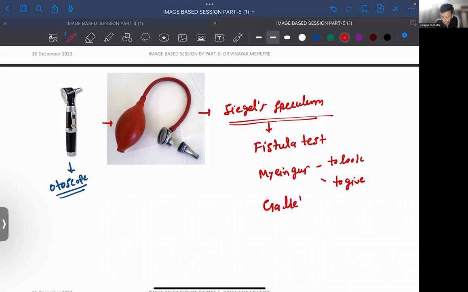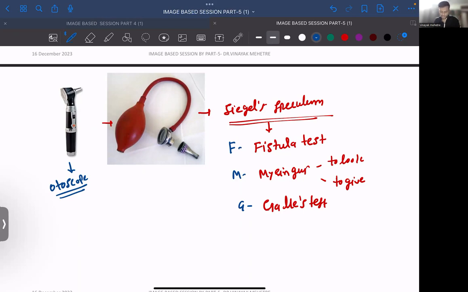That is Galley's test. Okay, for this we use Siegel's speculum. It can be remembered by the mnemonic FMGE for a medical graduate. Okay, your favorite mnemonic for medical graduates, right? For this we use this one.